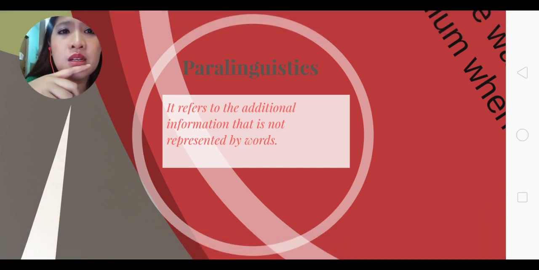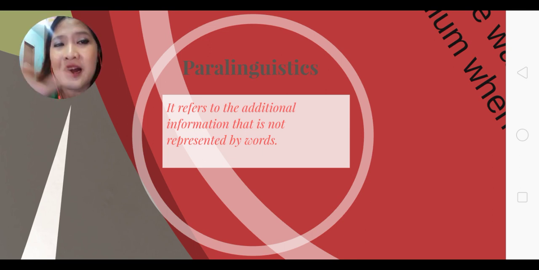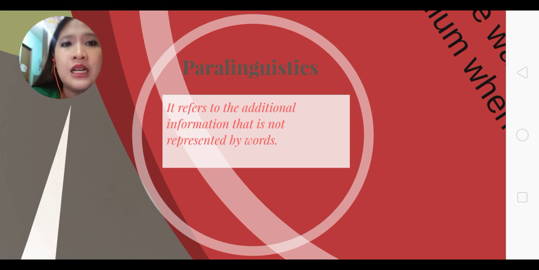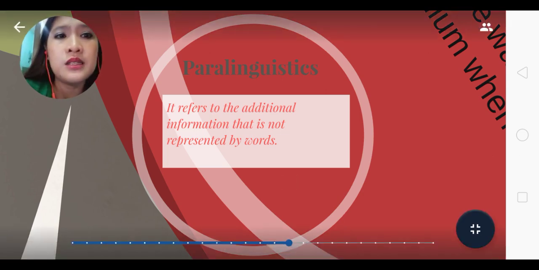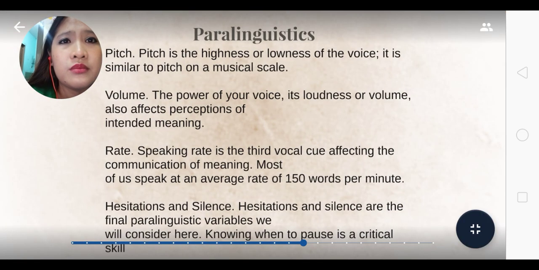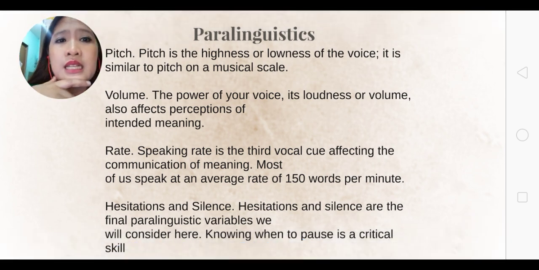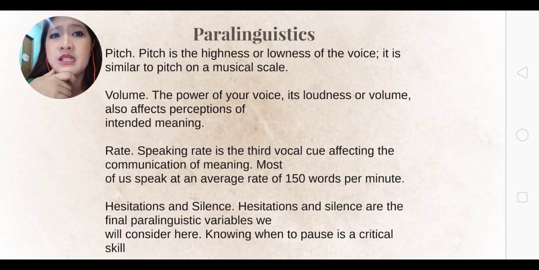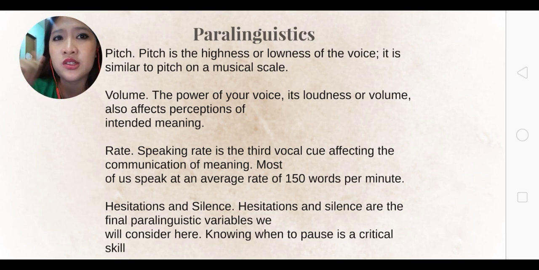It refers to the additional information that is not represented by words. Paralinguistics. Okay? Not represented by words. What do we mean? The pitch, the volume, the rate, the hesitations, and silence. Pitch is the highness or the lowness of the voice. It is similar to the pitch on a musical scale. They say when you're talking to the person that you love, you have a higher pitch. Try to consider when you're talking over the phone.